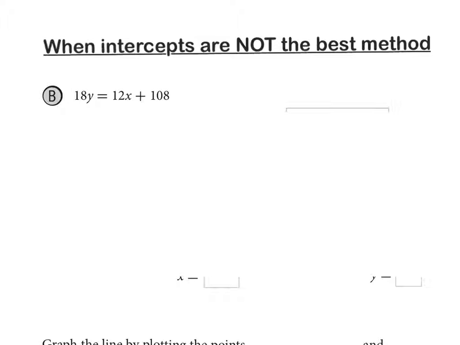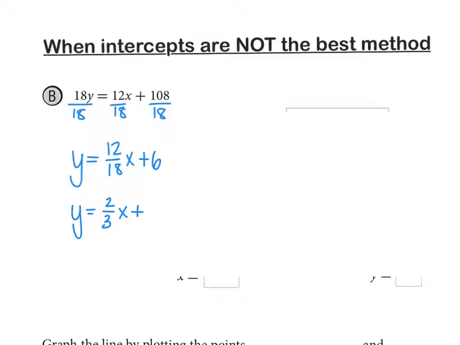All right, this is one last example of when intercepts are probably not the best method. Y is so close to already being by itself, it makes more sense to just try to divide and get y by itself. So if I divide every single thing by 18, it's going to give me y equals 12 over 18x plus 6. And then one more time, we could simplify 12 over 18. Both of those are going to be divisible by 6, so that's 2/3x plus 6. And we're just going to leave it there.